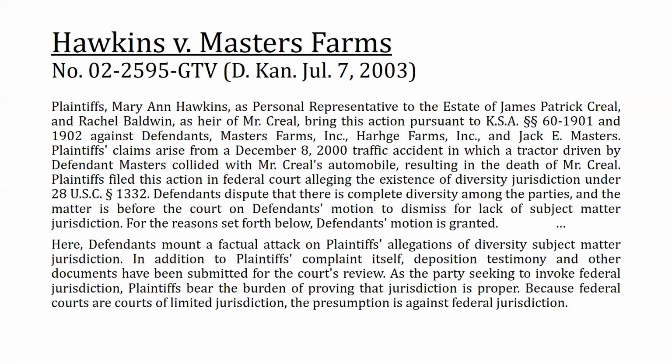We have the case number that is usually given. That's how we can find the case if we wanted to look up the docket and find documents related to the case. And we're told that this case was decided in the District of Kansas. That's what D. Kan. refers to. And this opinion, this decision that we're going to read, was issued by the court, by the judge, on July 7th, 2003. So we've got procedural information right off the bat. Okay, that's going to be important when we go to figure out what the procedural posture of the case is.